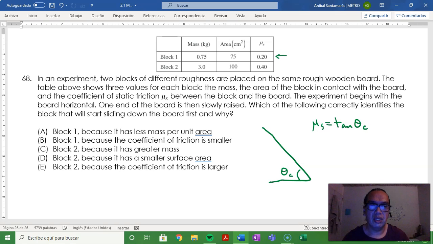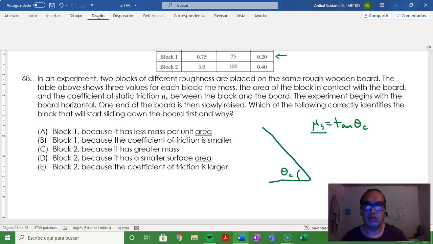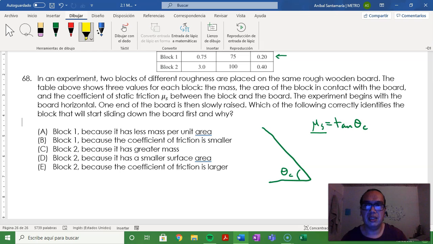And so block 1 will start moving before block 2 simply because it has a smaller coefficient of friction. So your correct answer is B.